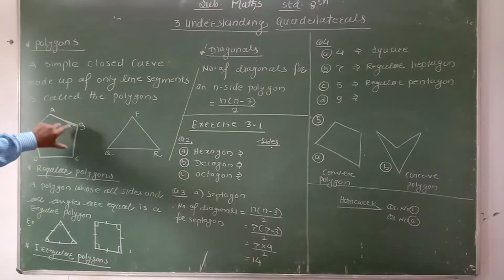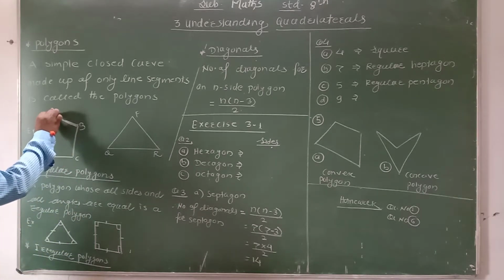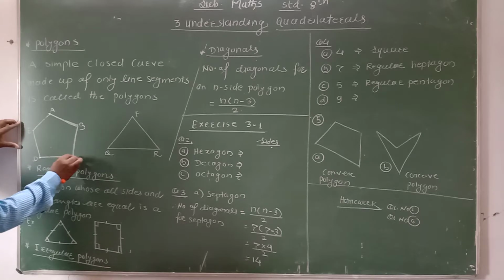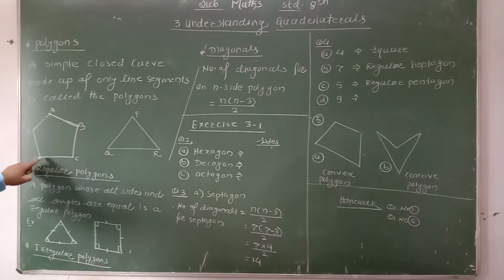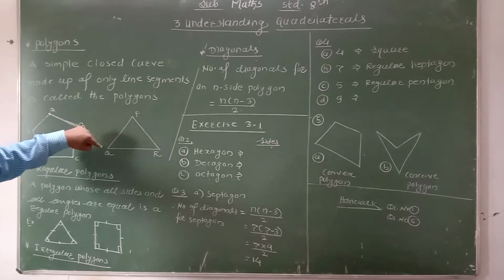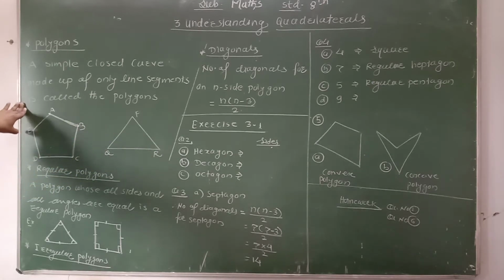AE, AB, BC, CD, ED are the sides of the polygon. And sides which intersect at one point, these are the vertices of the polygon: point A, point B, point C, point D and point E. Similarly, in this triangle, point P, point Q and point R are the vertices of the polygon.